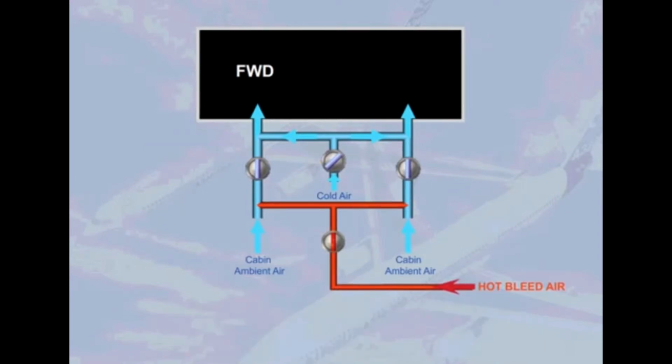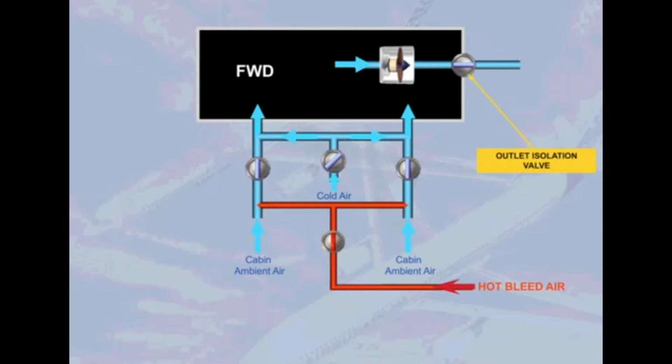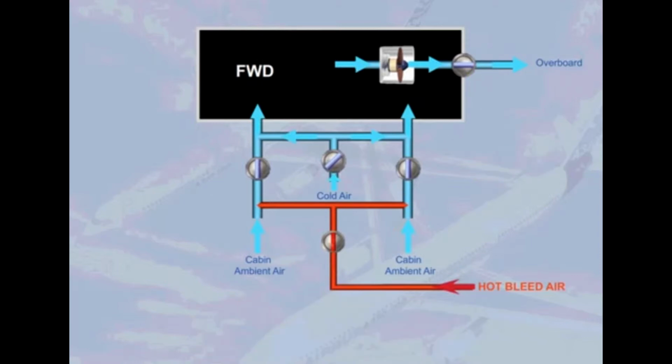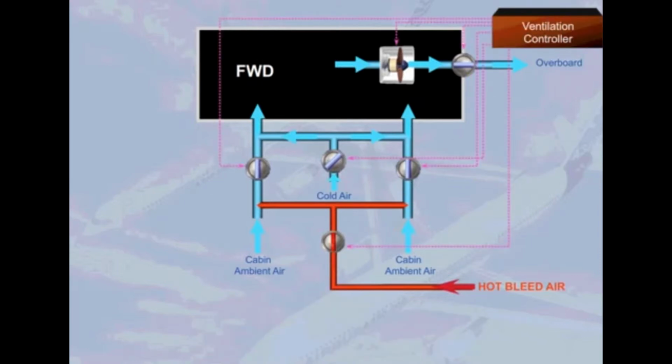Like the bulk cargo compartment, the air is then extracted by a fan and, via an outlet isolation valve, is sent overboard, but through the underfloor area near the forward outflow valve. As for the bulk, the ventilation controller controls the valves and the fan. Note: if installed, compartment heating is not available when the forward cargo door is open.